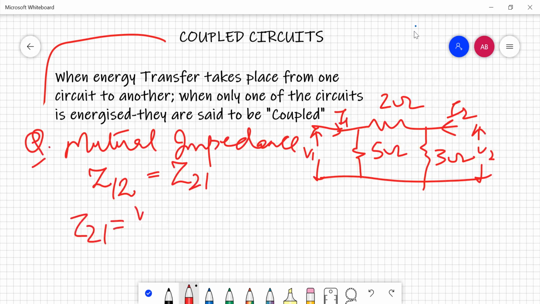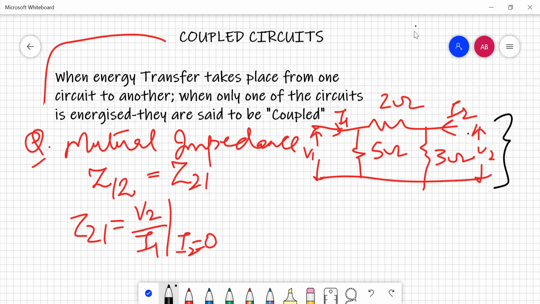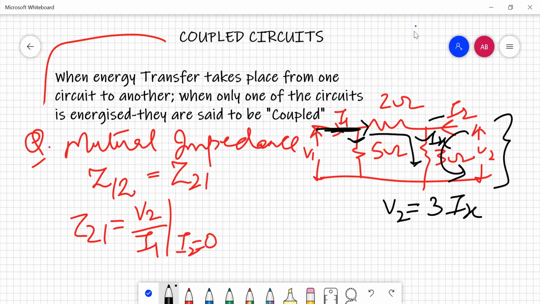Let's first define it. It will be equal to V2 upon I1 for I2 equals 0. So that means when my I2 terminals are open, I only need to go for the voltage drop across the 3 ohms resistor. Let's say the current passing through 3 ohms is Ix here, because I need to calculate which part of this I1 is coming here. So now just see that there are two paths only because this path is open, so nothing is going to go there. So that makes 2 and 3 to be in series, right?